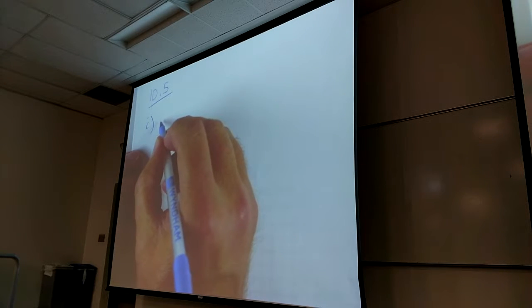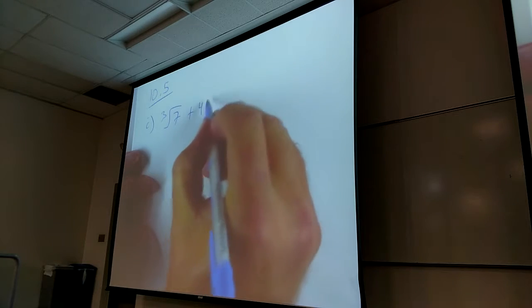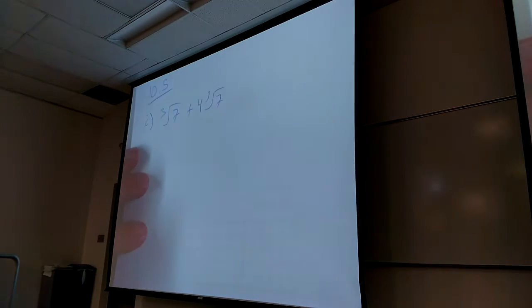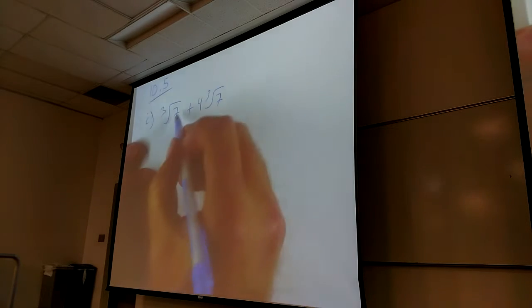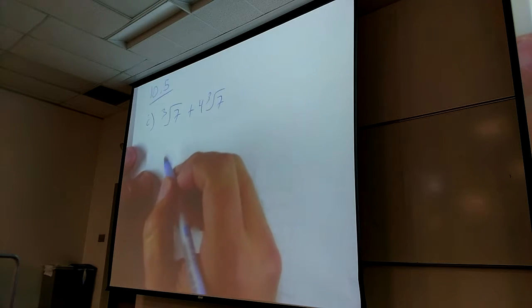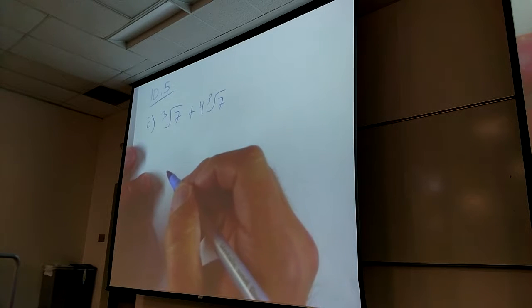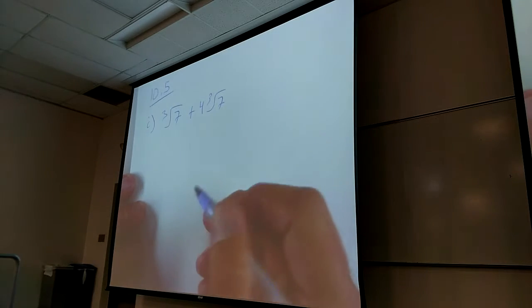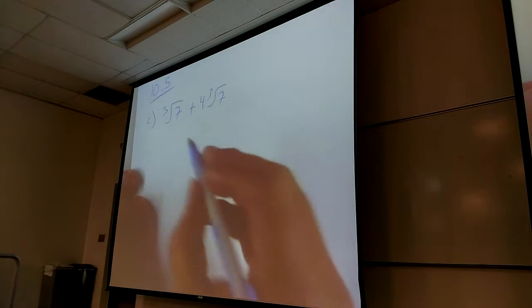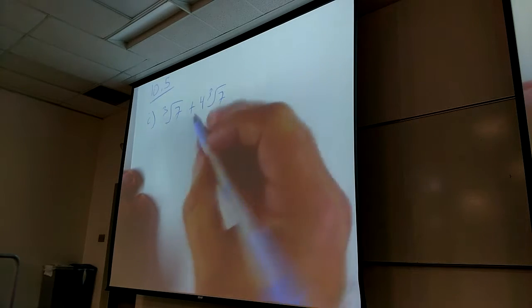So tell me, let's start off with a nice one. What is the cube root of 7 plus 4 cube root of 7? 5. Yeah. 5. So, what is the cube root of 7? Not 7 cubed. I can estimate it. I can use a calculator, but I don't know what it is.